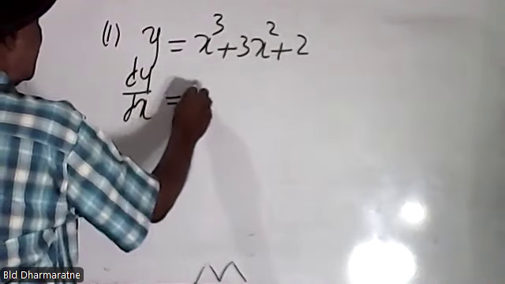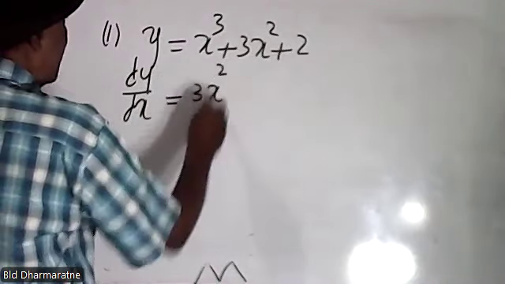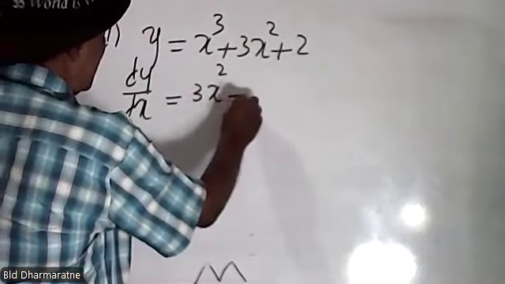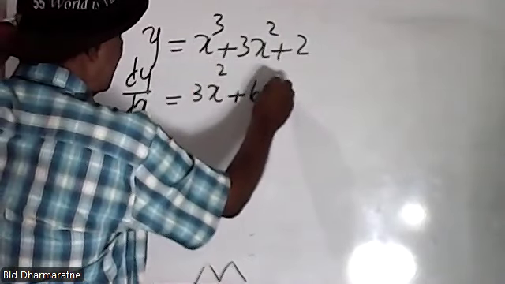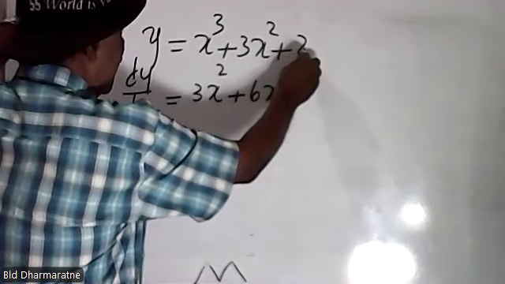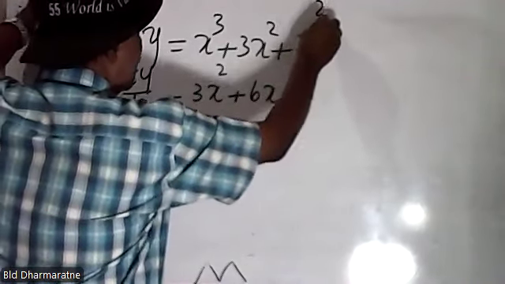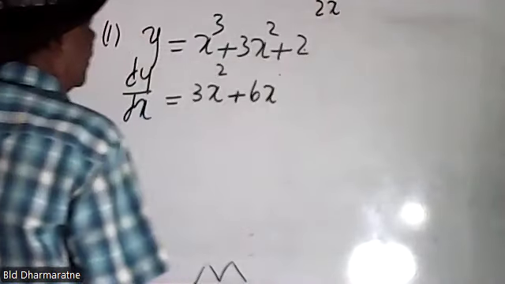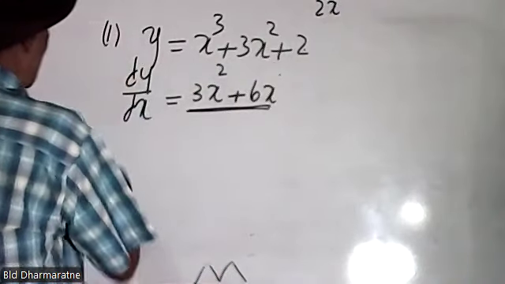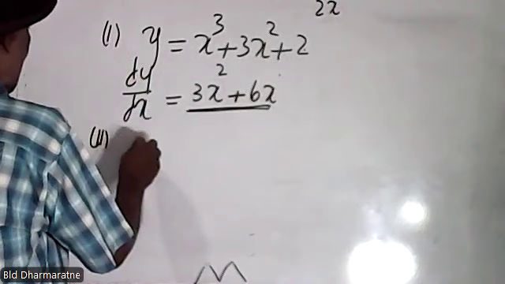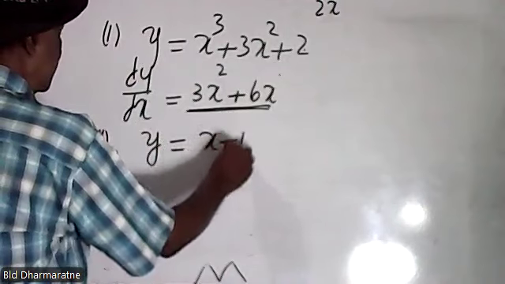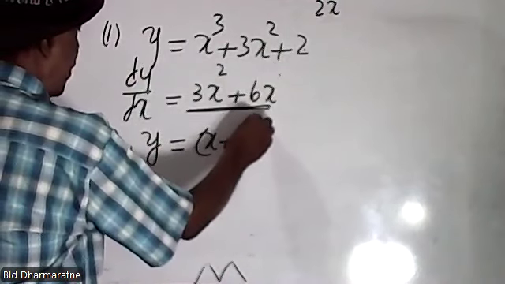like this, 3x, using n x to the power n minus 1, 3x to the power 3 minus 1, plus 6x. The 2 is a constant, so it becomes 0, like 2x to the power 0, like that, right? This is negligible.